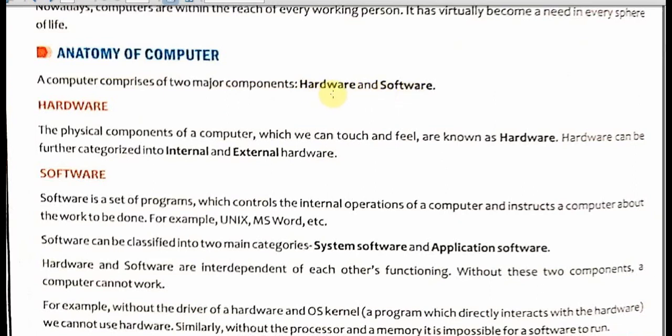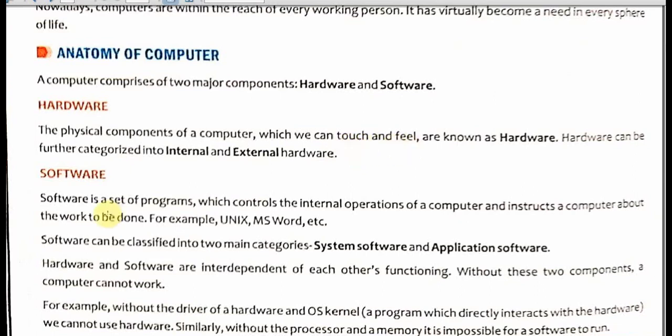Now what is hardware? Hardware are actually machines. Hardware are tools. Hardware are systematic peripherals. It means solid devices which you can see, you can touch, you can feel.